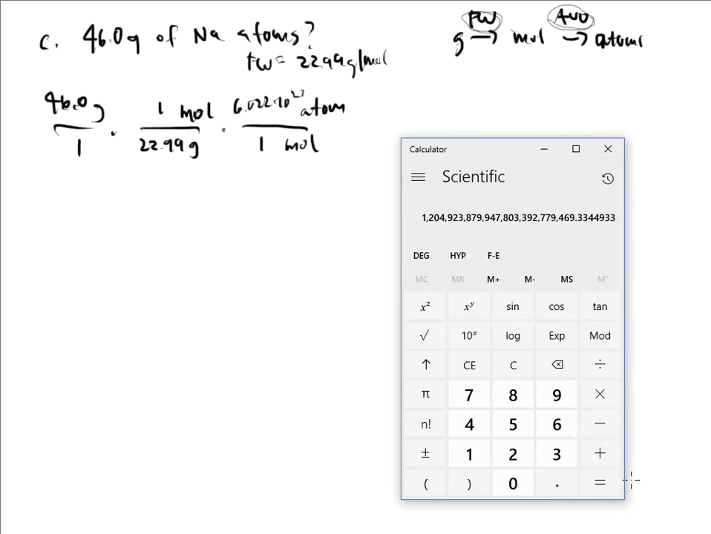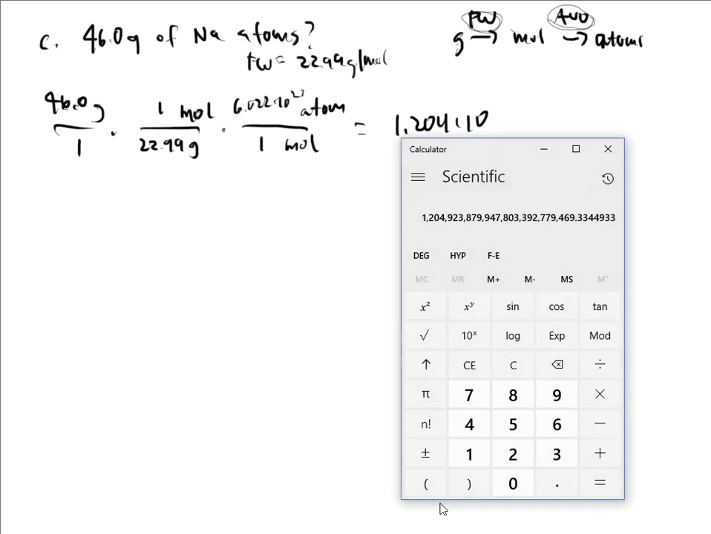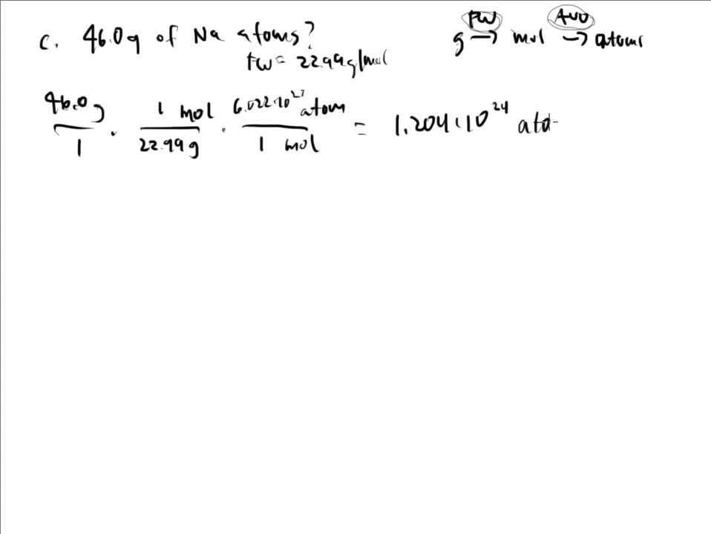So now I'm going to hit enter, and there's my number. I'm going to get 1.204, it looks like. 1.204, we'll round it off. 1.204 times 10. So I'll bring the calculator up, and there's my decimal right here. I'm going to count over 1, 2, 3, 4, 5, 6, 7, 8, 9, 10, 11, 12, 13, 14, 15, 16, 17, 18, 19, 20, 21, 22, 23, and 24. And that's how many atoms I have in 46 grams.